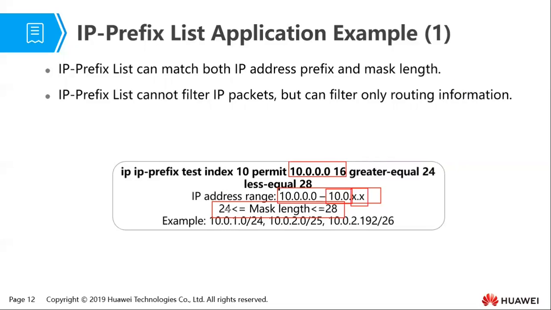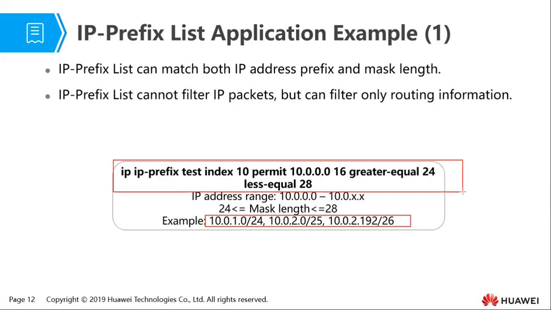So it can be /24, 25, 26, 27, 28. So only addresses between this range that have this mask can be permitted. So that is what we call an IP prefix. So examples of networks that will be allowed with this configuration of an IP prefix.